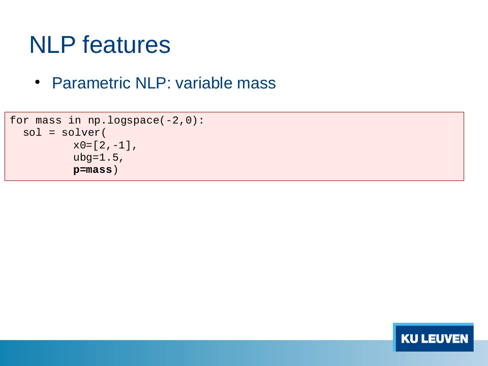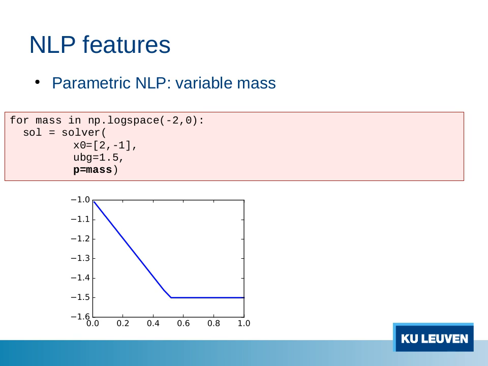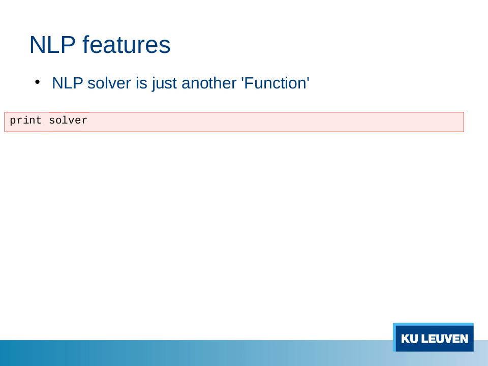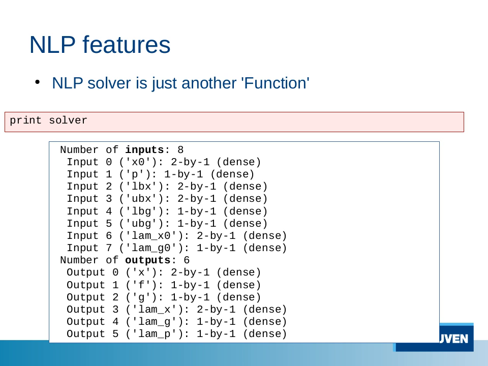So in this way, you could loop over a set of masses and then do some post-processing of the results, like a nice plot or something. The NLP solver object is really just another CasADi function. Like any CasADi function, you can print it to learn a bit more about it. In this case, it prints the input and output scheme.